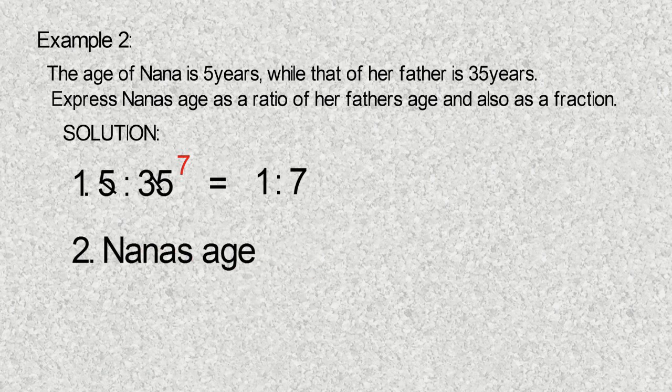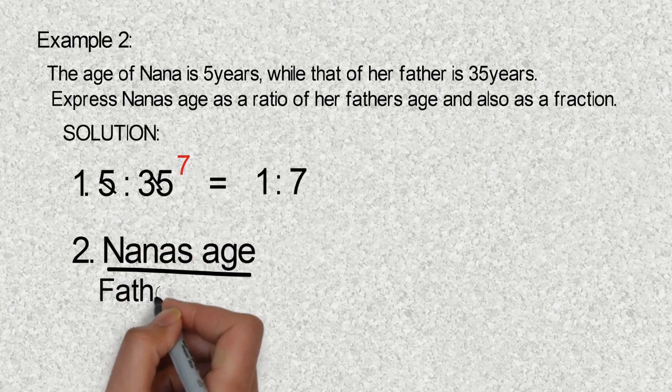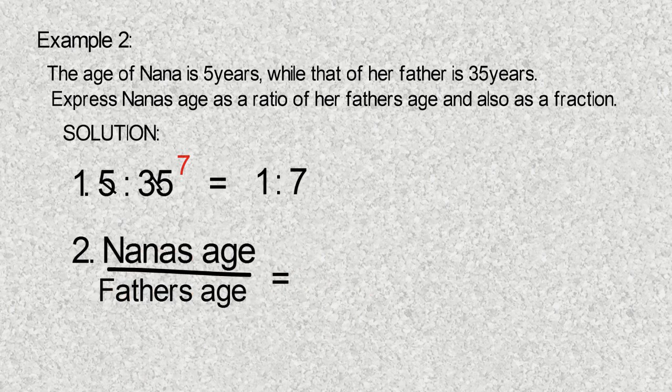2. We are to express it as a fraction also. So, I have Nana's age all over her father's age. That is Nana's age, 5, over 35, the father's age. Also, to reduce this to its lowest term, I have 5 here 1, 5 here 7, which is equal to 1 over 7. I hope you got that.